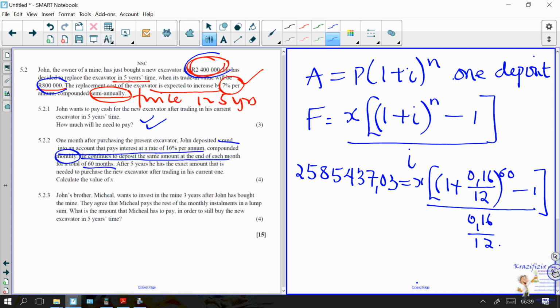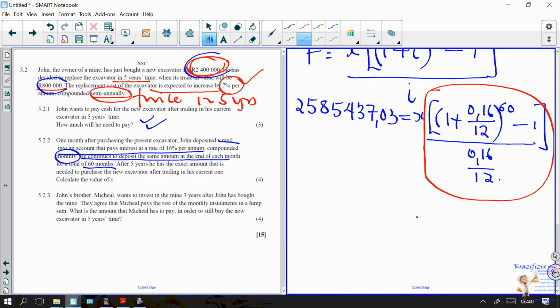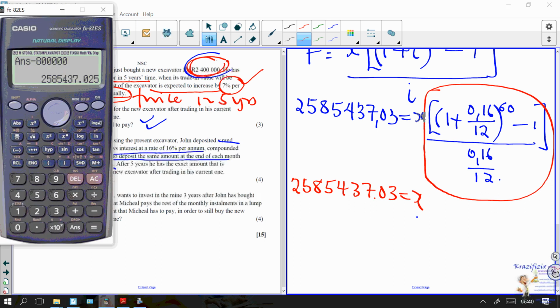Okay, I want you to learn mathematically that this X is actually multiplying this whole thing. So what do we do? Divide both sides by this whole factor. All right, divide both sides by that. Now let's go work with our calculator. But let's make it easy for everyone. 2,585,437.03 equals X times this whole thing. What will this whole thing give me? Let's run to our calculator quickly.